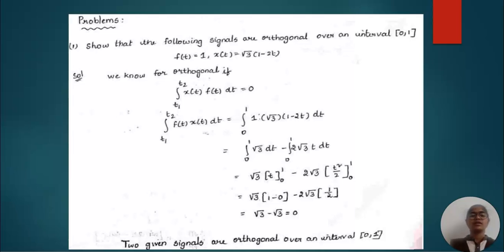The integral from 0 to 1, where f(t) is 1 and x(t) is root 3 times (1 minus 2t), dt. Root 3 dt minus, we separate the terms, and on integration we get 0. So the two signals are orthogonal over the interval 0 to 1.